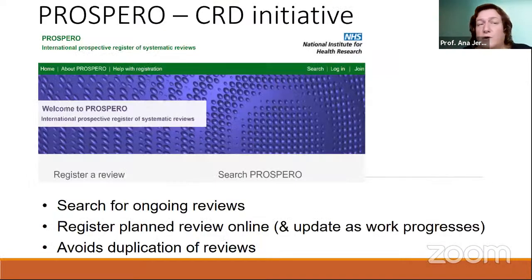So one register that accepts systematic reviews is PROSPERO. We can search for ongoing reviews there, and we can register a planned review online before we start the search. Because of COVID, currently PROSPERO is really busy, but hopefully that will change in the near future.